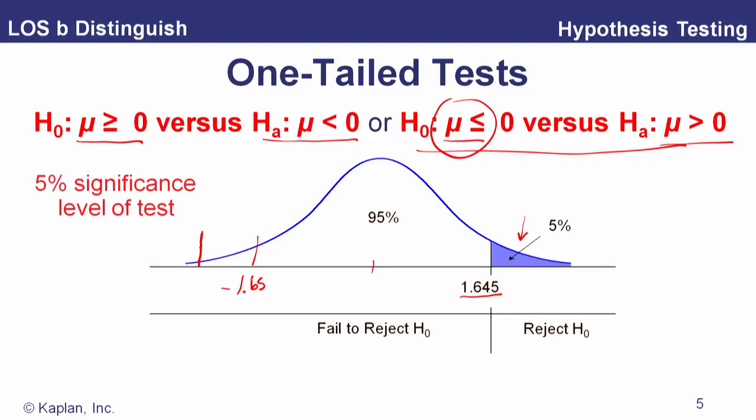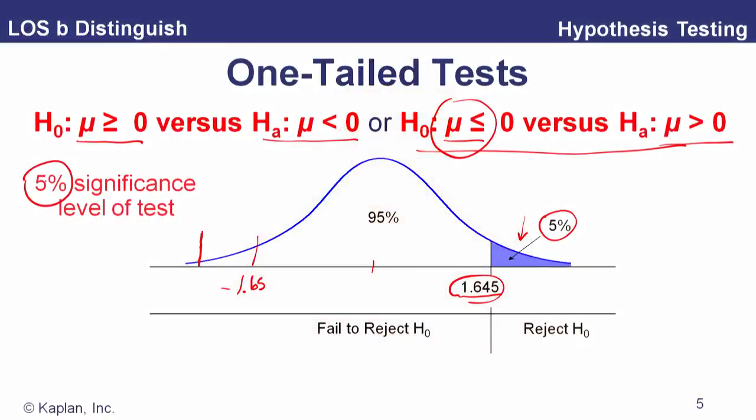Remember that 1.65 was our 90% confidence interval. We said 90% in the middle, 5% in each tail. So that's why we're using this for our one-tailed test with 5% out here in the right-hand tail. And the significance of the test is that 5%. The significance level of a test tells us the probability of rejecting the null when it's actually true.